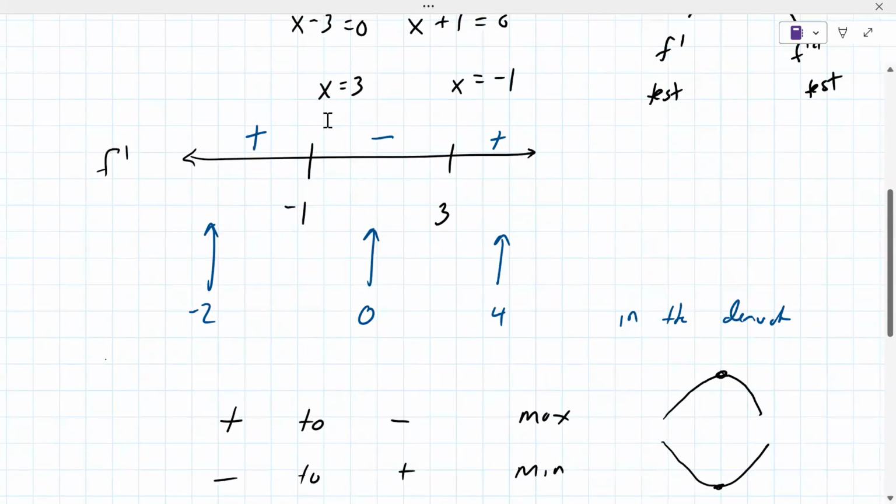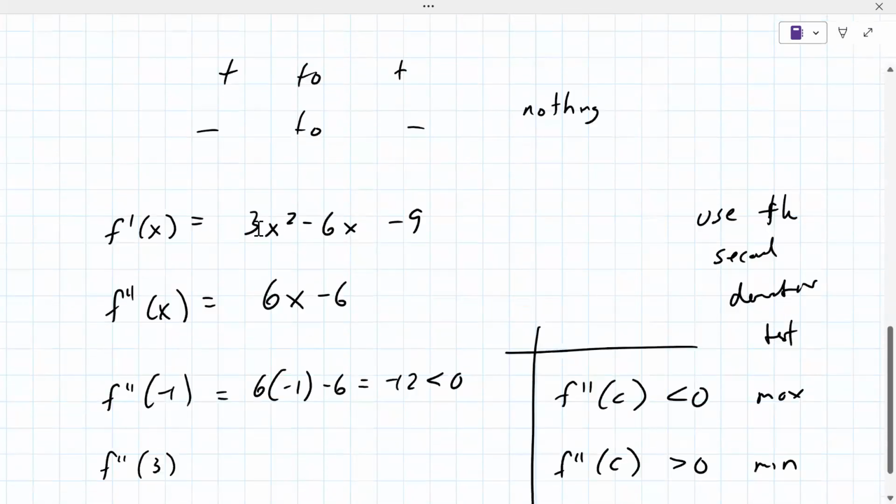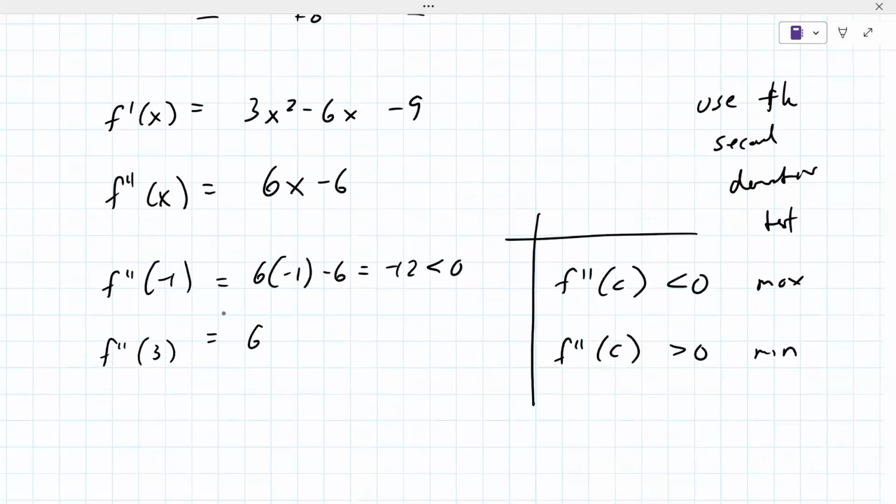We did. Okay. And then same thing, f double prime of 3. 6 times 3 minus 6 is 12, which is greater than 0. That's a min. So they are consistent.